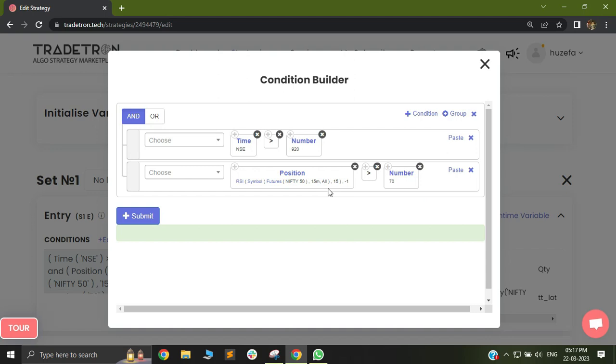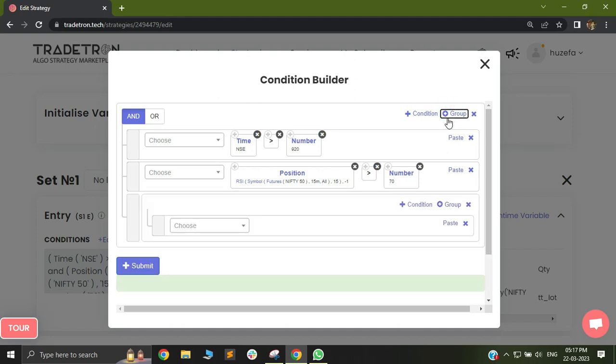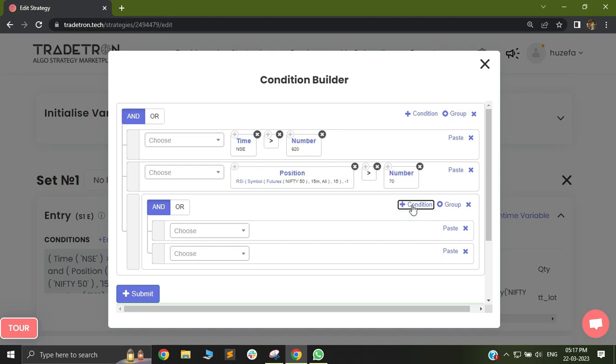In order to first achieve your re-entry logic, I will first go to the entry condition. So you can see I'm in the entry condition and I currently have a simple entry condition: if RSI is more than 70. Now I will first want to determine if the strategy is taking its first trade of the day or is it a re-entry trade.